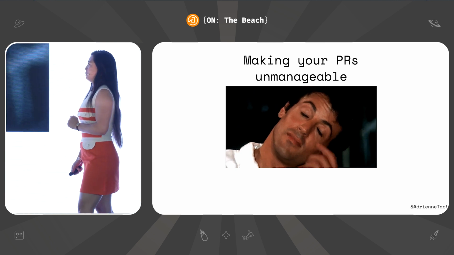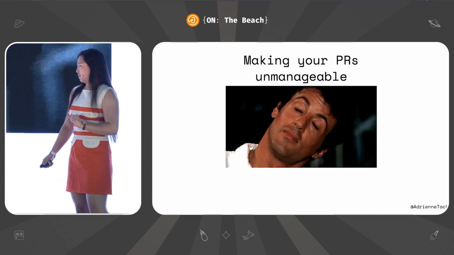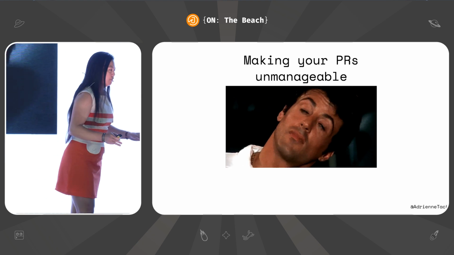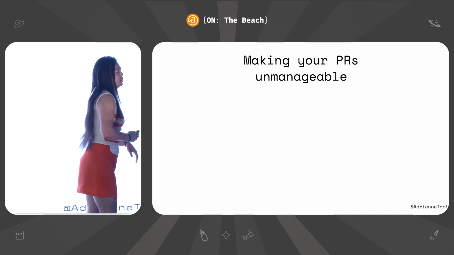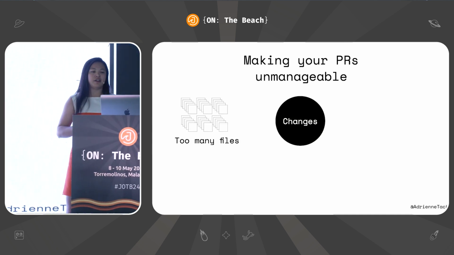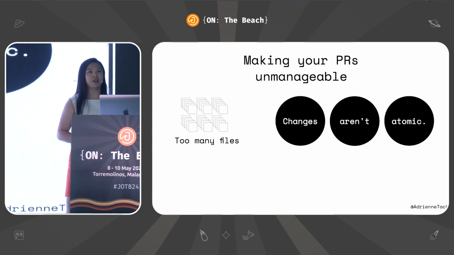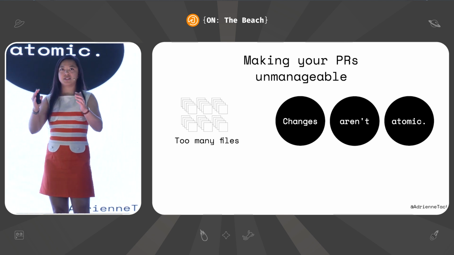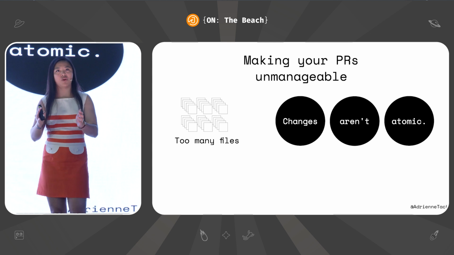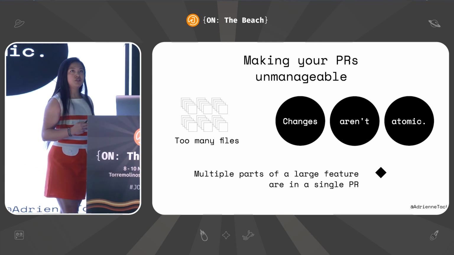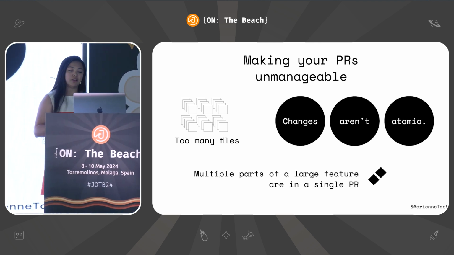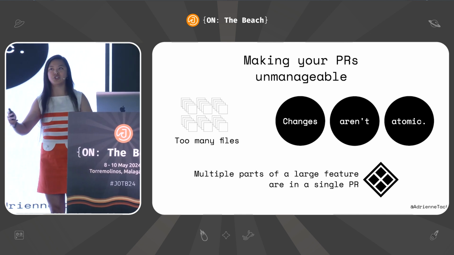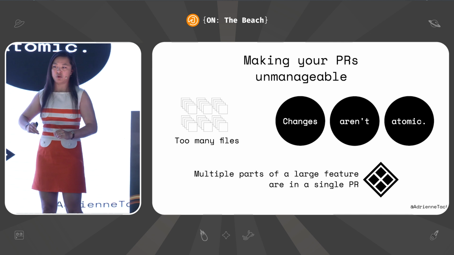What is an unmanageable PR? An unmanageable PR is essentially a gargantuan, really large, not cohesive PR. They are things that have too many files. They are things where changes aren't atomic, meaning the pull request does not focus on a single feature that is self-sustained. One thing, focus on one thing at a time. Or if you have a larger feature, multiple parts of that larger feature are in that single PR. So that's how we get these really, really giant PRs that nobody wants to review.